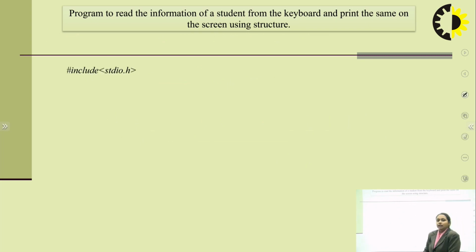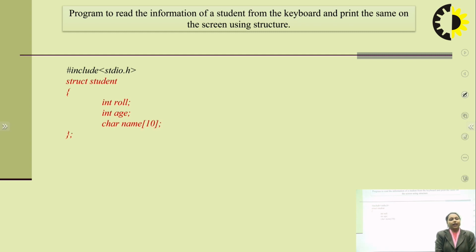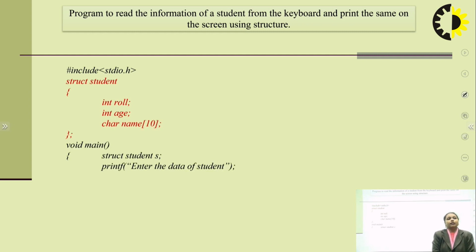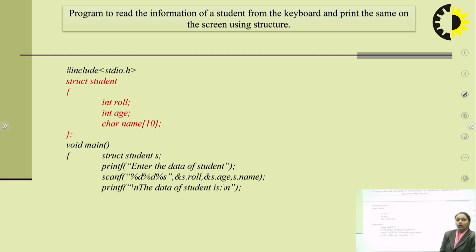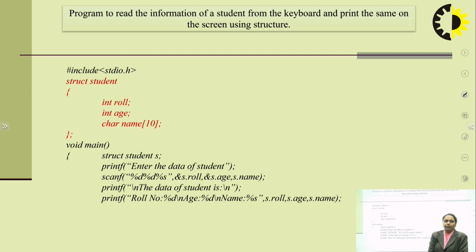Next, we will discuss how to write a program using structure. When we are defining the structure within the program, we try to define or declare the structure outside main so that it can be used as a global data type for the program.